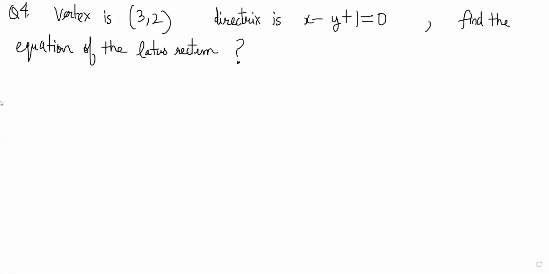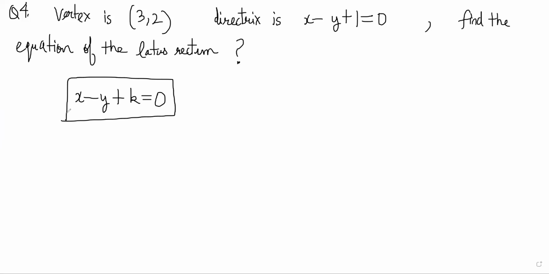Will it be something like the latus rectum will be parallel to the directrix? So it would be like x minus y plus k, right? Parallel to this line. Then what else? You can find the distance between the vertex and the directrix, right?